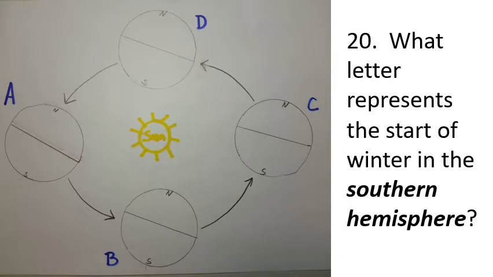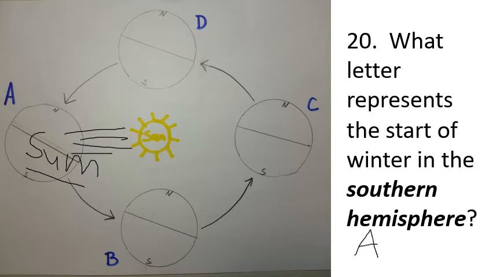What letter represents the start of winter in the southern hemisphere? Well, if it's winter in the southern hemisphere, that means it must be summer in the northern hemisphere. And we already said we start summer here. And we know this because we are pointed most towards the sun. We're getting the most sunlight. So we are starting summer in the northern hemisphere, and they're starting winter in the southern hemisphere at letter A.